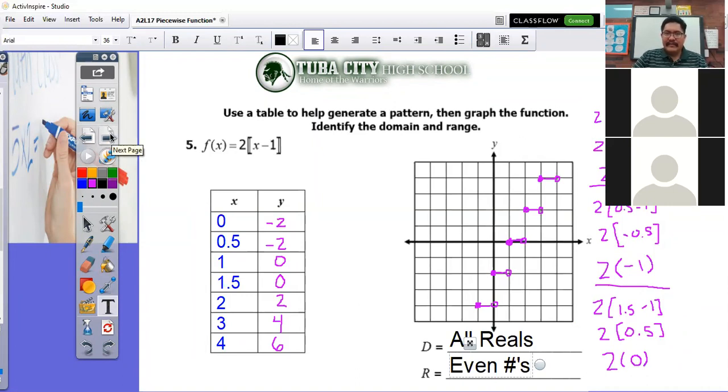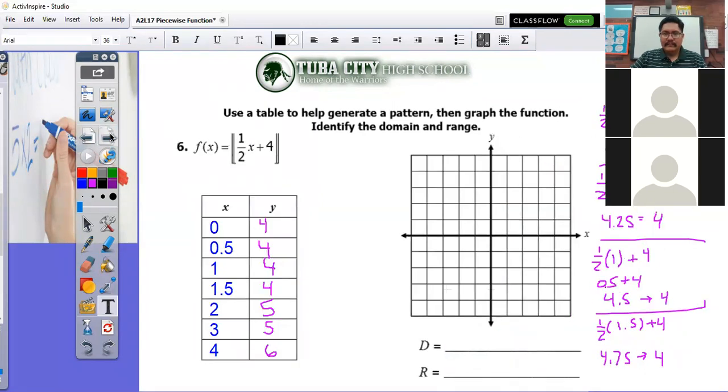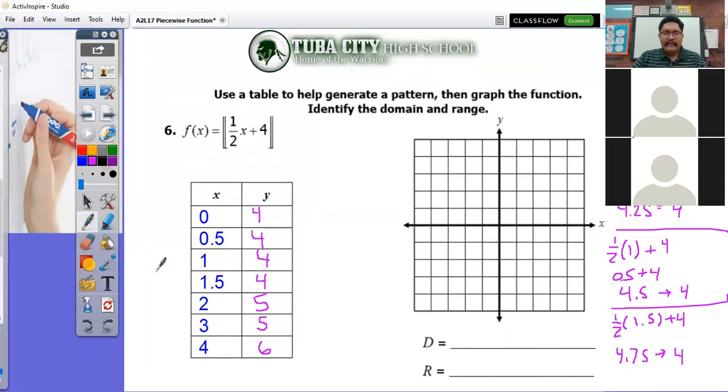Okay, back to the other one. So we've got to graph this one here. And I get 0, 4. And let's see, 0.5 is also 4. 1 is also 4. 1.5, so that's over here, and that'd be up 4. And 2, so this one's going to be 5, so over 2, up 5.